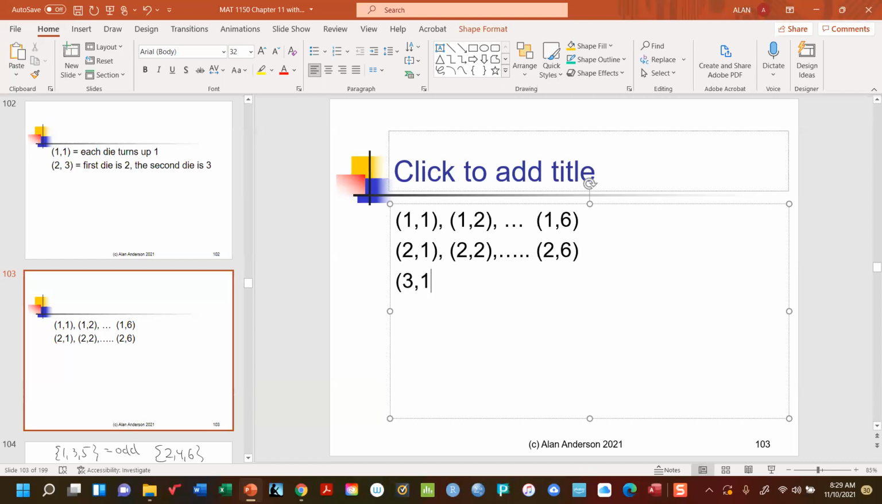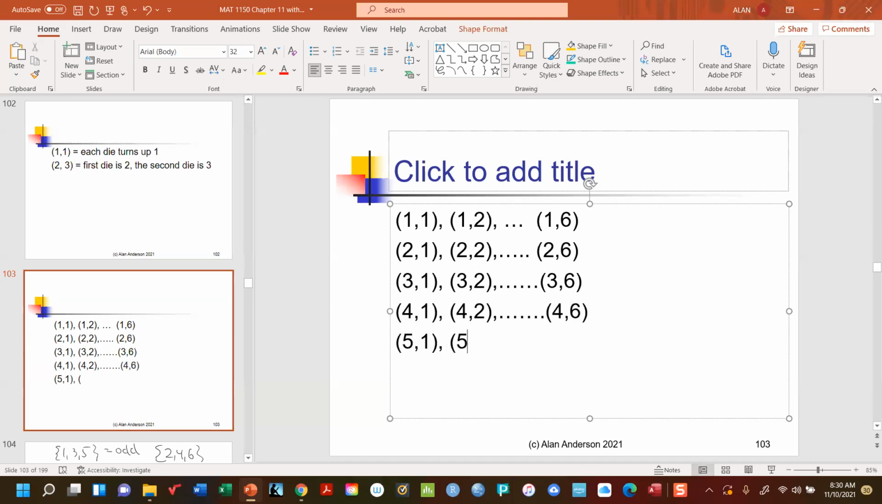In other words, 3, 1, 3, 2, all the way down to 6, 6. So the last outcome is, you can see we have to go all the way up to 6. Even though I've left out a bunch of them, just to save time, that adds up to 36. So there's 36 different ways we can roll the dice.